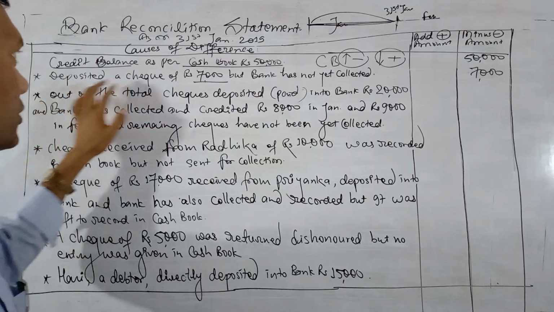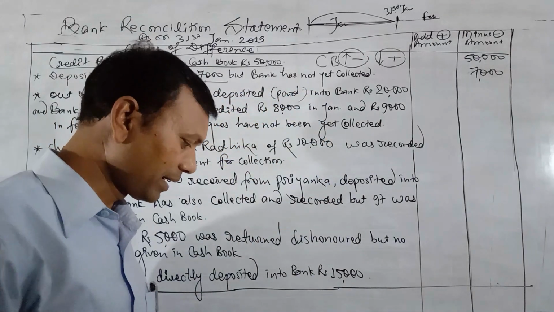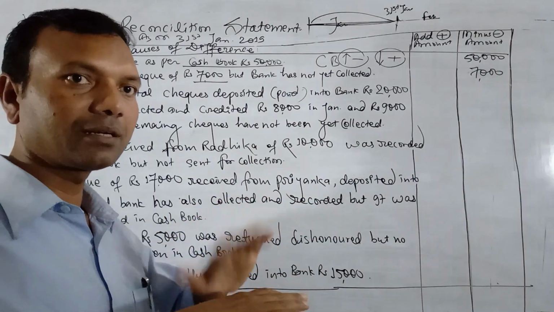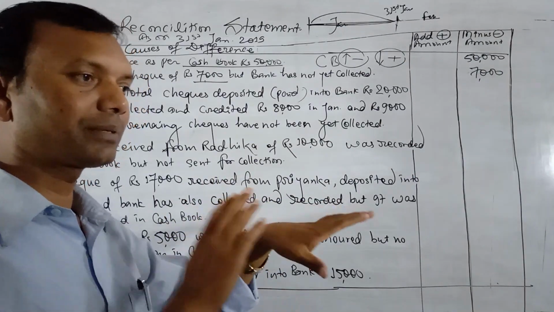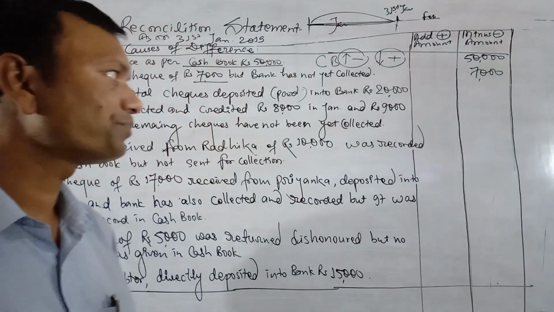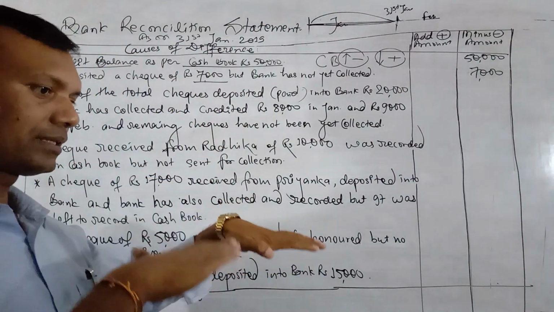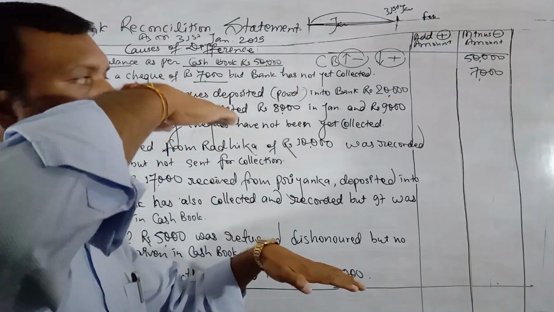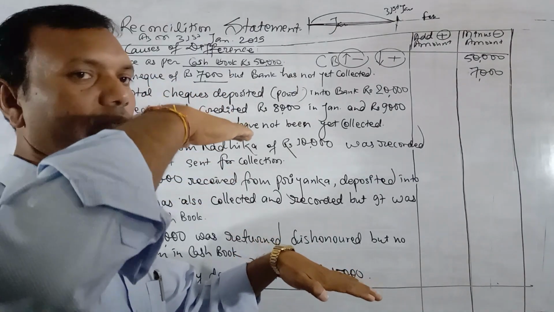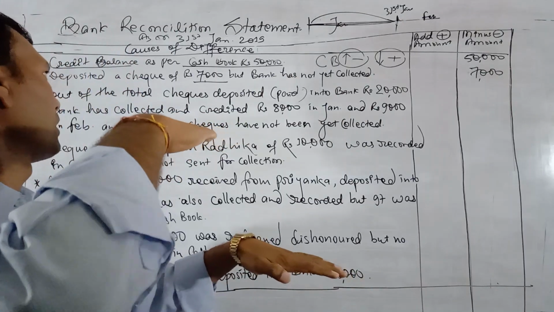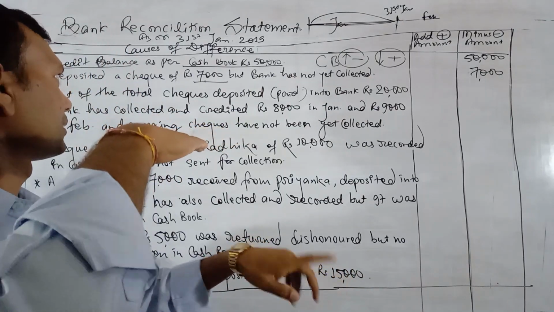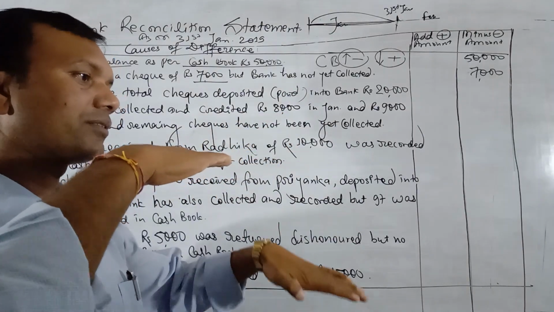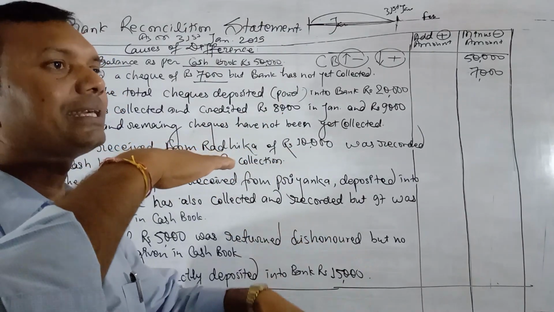Out of the total checks, we have deposited different checks. Think, we often consider the right hand as the cash book and the left hand as the passbook. We have deposited cash, which means we have increased the cash book by rupees 20,000. Then think what is done in the bank. The bank has collected and credited 8,000 in January.